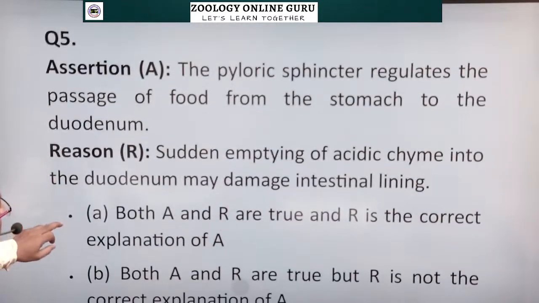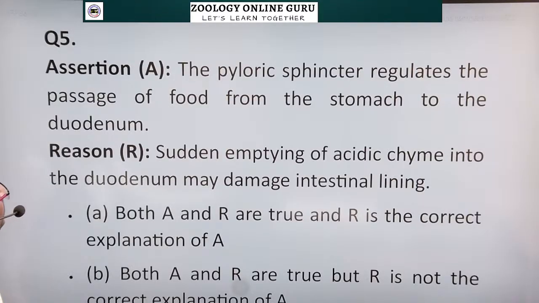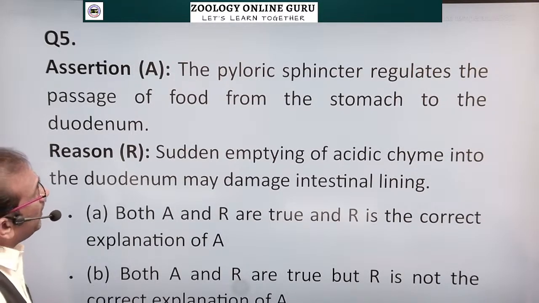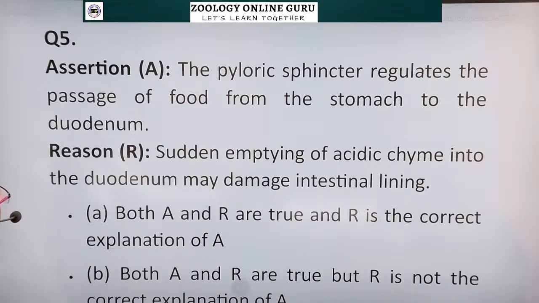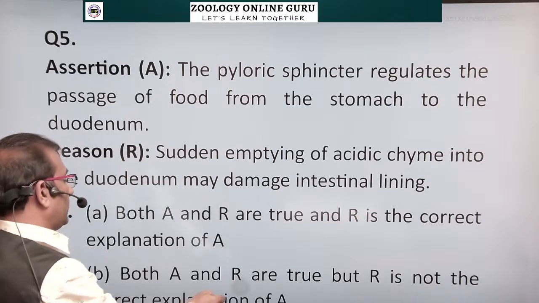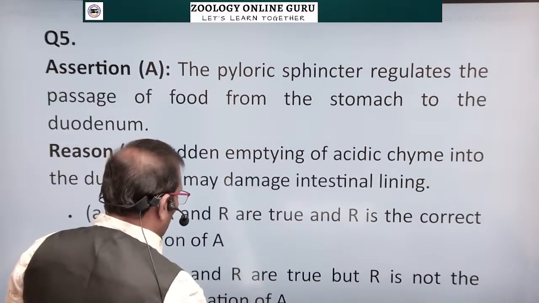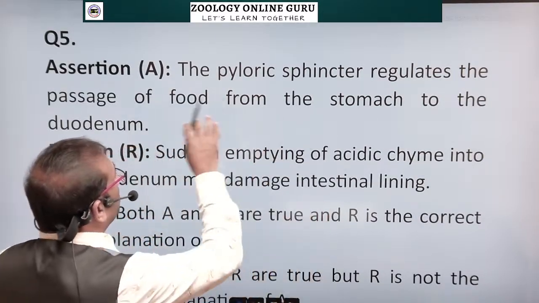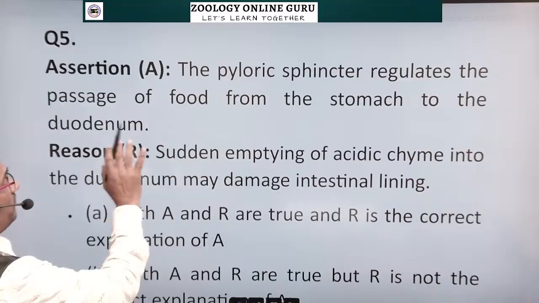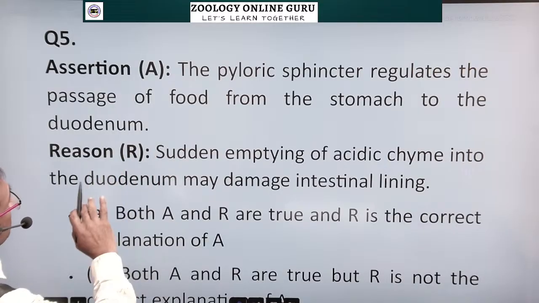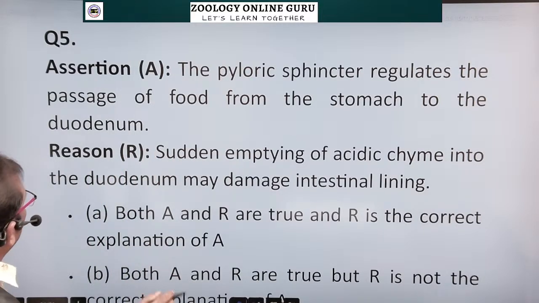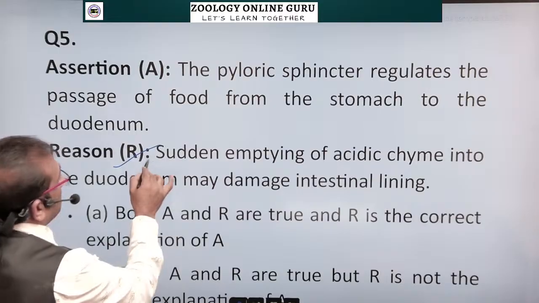Question number 5. The pyloric sphincter regulates the passage of food from the stomach to the duodenum. Yes, why not? Definitely. So the pyloric sphincter is present at the opening of the pyloric stomach into the duodenum. It regulates the food entering the duodenum from the stomach. Yes, that is correct.